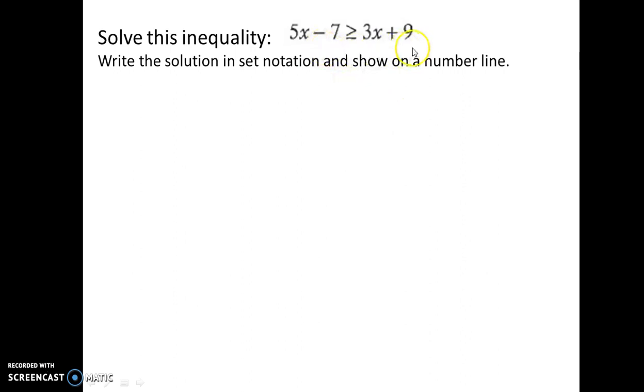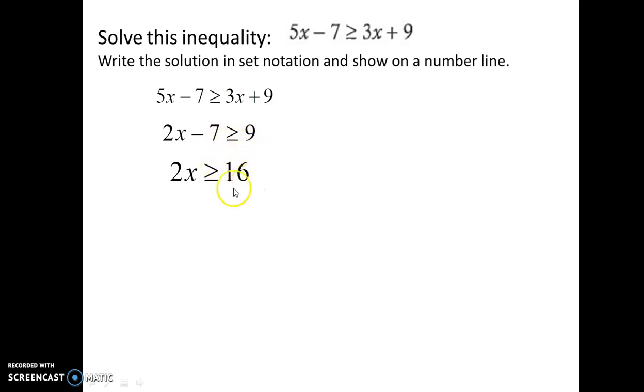Next, try to solve this one. Okay, here we have this inequality. I have a 3x here, 5x here. I'm going to put the x's on one side by subtracting 3x. So I did minus 3x here, minus 3x here. This now is 2x, minus 7. Here's the 9. Now I'm going to add 7 on both sides. So add 7 there. That becomes 16. Now I'm going to divide by 2 to get rid of that 2. So x is greater than or equal to 8.